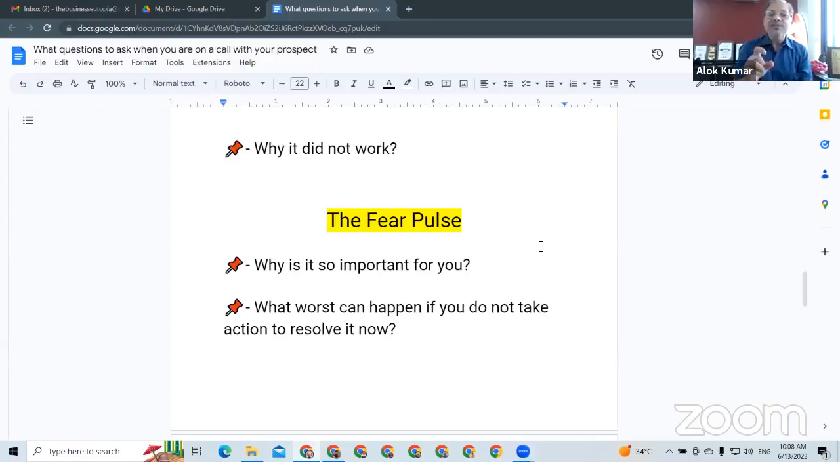So the fear pulse is also an important component of your sales conversation when you are talking with a prospect, so that they understand the real concern, which they might be suppressing for a number of reasons. But when you are on the call, you understand that this problem may get even worse in the future if they don't take the decision right away. So these fear pulse questions have to be asked on the call.